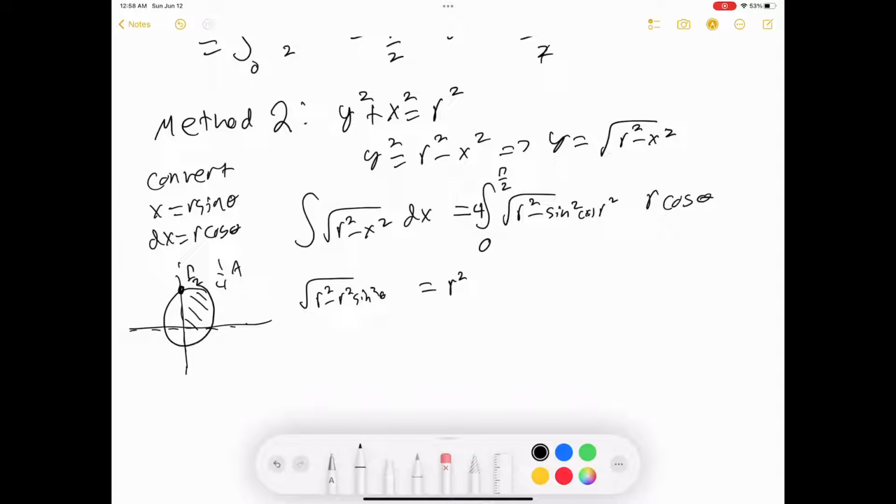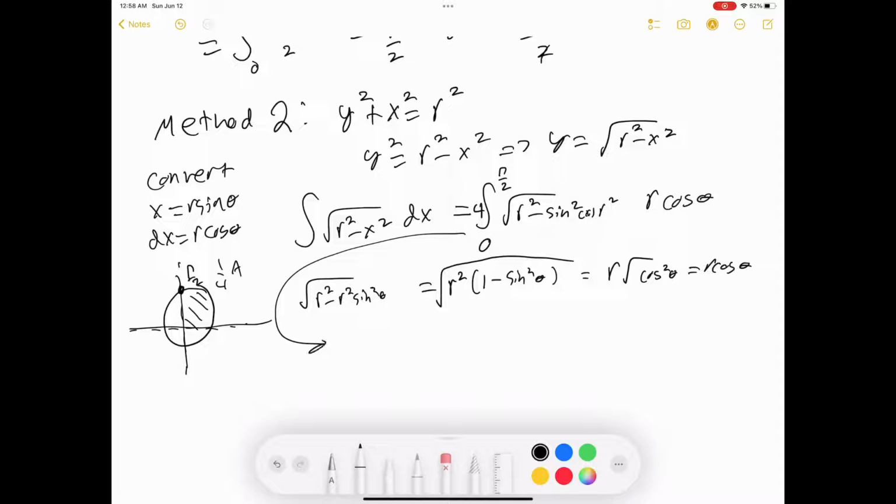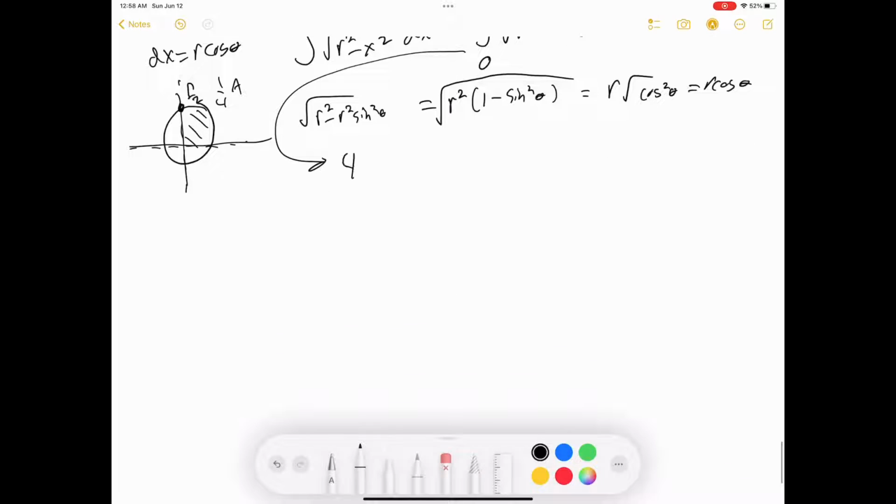Right, so we've got r squared minus r squared sine squared theta, and we could pull out an r squared, right? Because we've got an r squared in both terms. The square root of r squared is r, right? So this is going to be r times the square root of 1 minus sine squared theta, and 1 minus sine squared theta is cos squared theta, right? Because sine squared plus cos squared is equal to 1. So the stuff inside of the square root is going to turn into r cos theta.